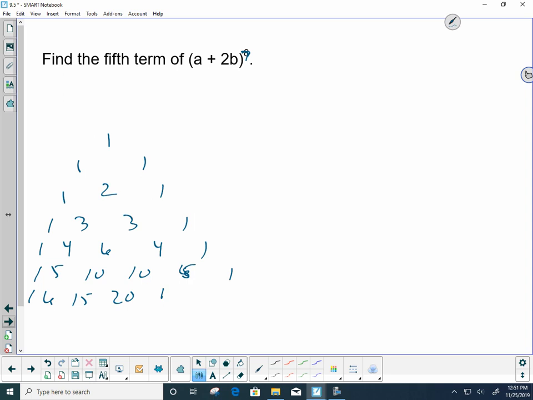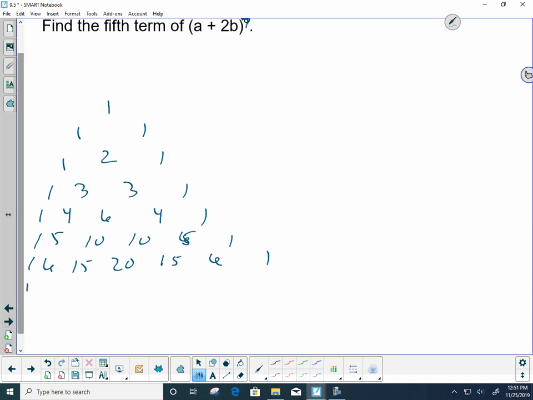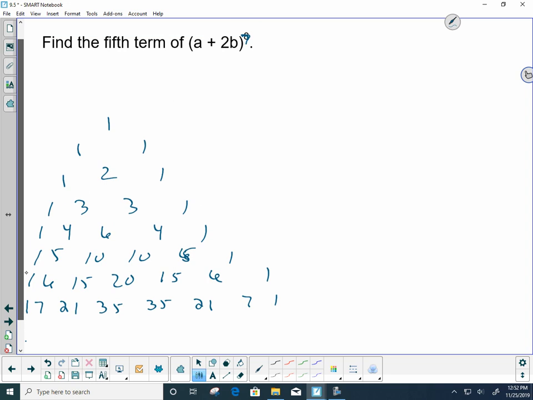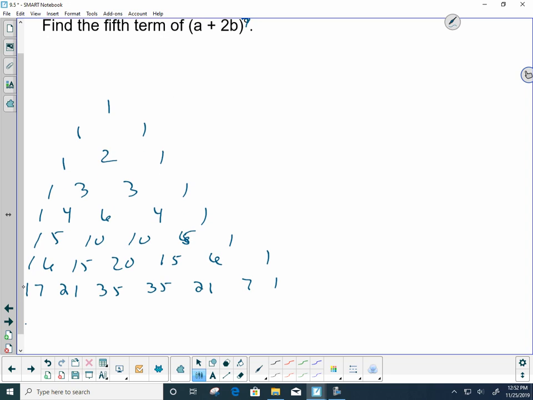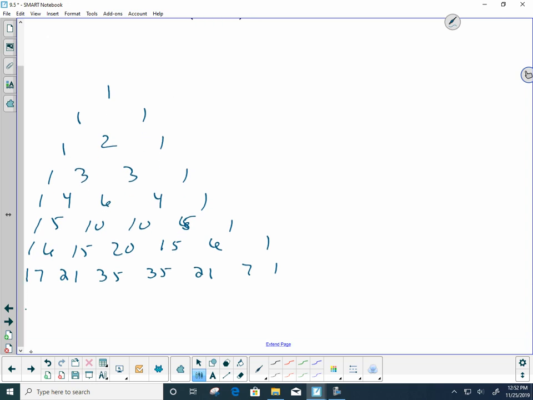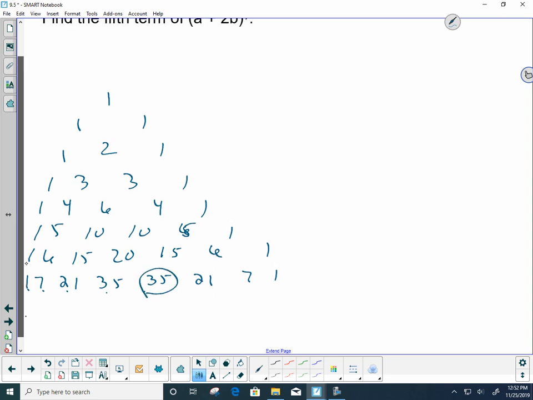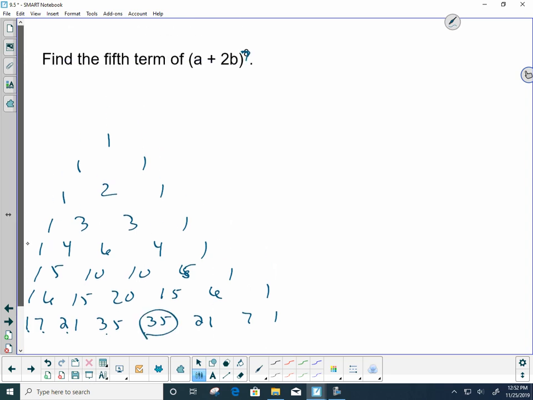That's a 5. Okay, so 1, 7, 21, 35. So when I think of this, I can do Pascal's triangle and count 1, 2, 3, 4, 5, and know that my coefficient is 35.